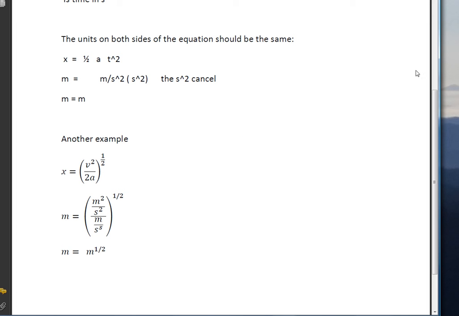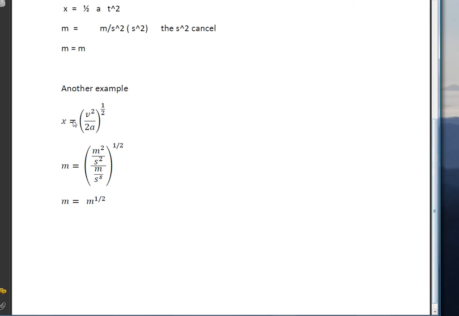Here's another example: x equals b squared all over 2a, to the 1/2. Now, 1/2 means square root. So you're taking the square root of b squared all over 2a. Once again, that 2 doesn't mean anything. It's just a number. Velocity is meters per second, and if I square it, it's meters per second times meters per second, or meters squared over seconds squared. I'm going to divide it by the units of acceleration, which are meters per second squared.